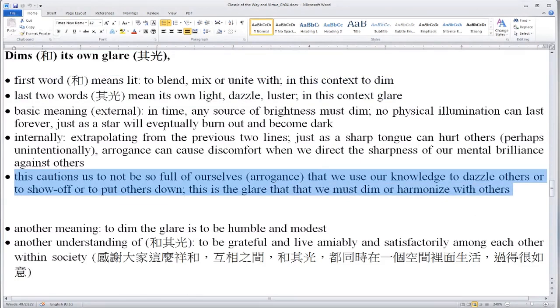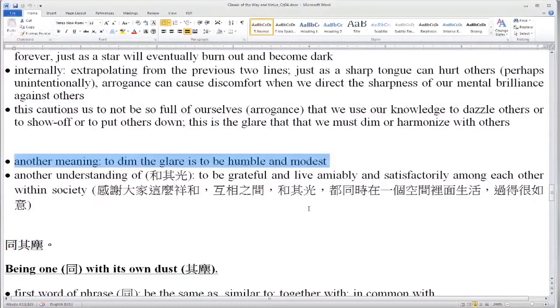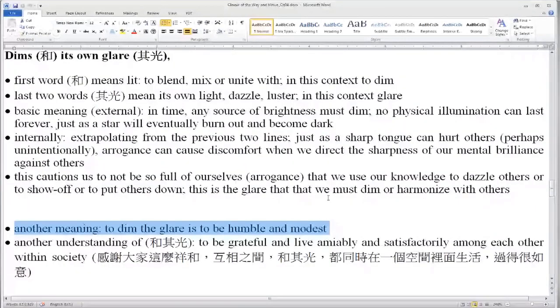So it just means that we should be mindful to be humble, learn to be humble and modest. Even though you may be correct, or you may be very knowledgeable, you may know a lot of things, you may have a higher level of education or learning than other people, be mindful of how we display that, or how we use it.